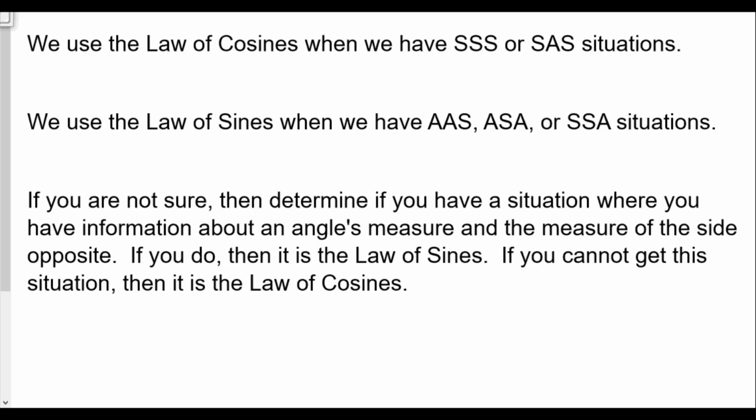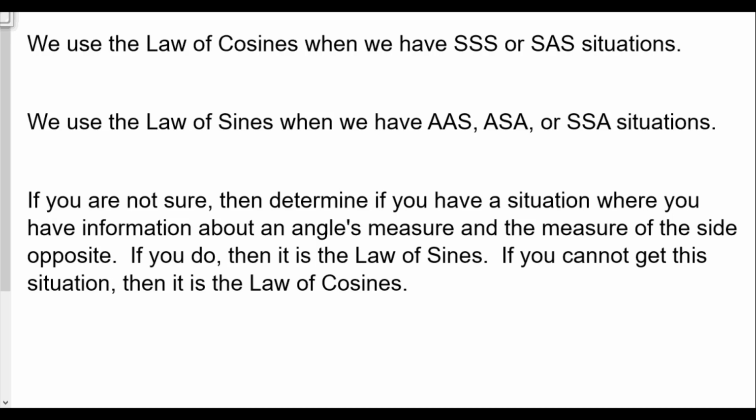So if you're not sure, determine whether you have information about an angle's measure and the measure of the side opposite. If you know the measure of an angle and you know the measure of its opposite side, then it is law of sines we're using. If, however, you do not have a relationship between knowing the measure of the angle and the measure of the side opposite of that angle, then it's probably going to be law of cosines.